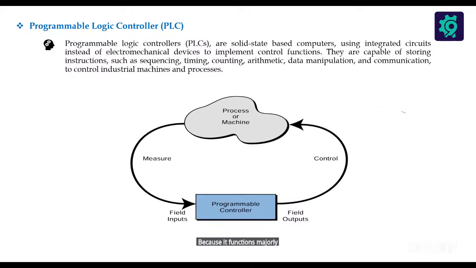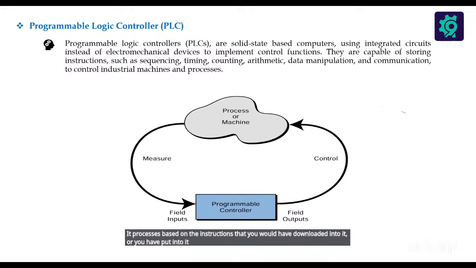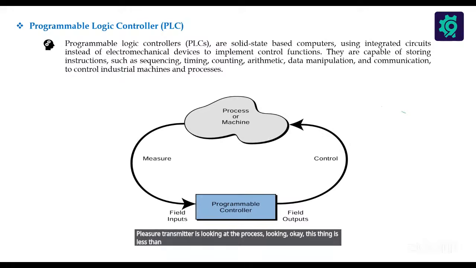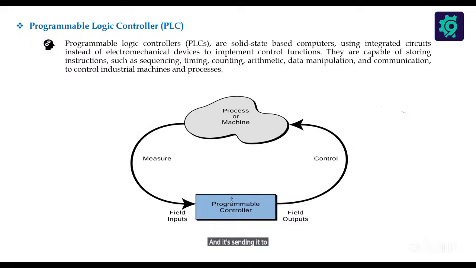like a computer. So it takes an input, it processes it based on the instructions that you would have downloaded into it or you have put into it, and it gives you an output, right? And so when you look at this diagram that I have here, you have your process or machine, right? So the activities are going on here. So say you have your sensor here, which is measuring the process. Something like your pressure transmitter is looking at the process, looking, okay, this thing is less than this percentage, and is sending it to your controller as an input.